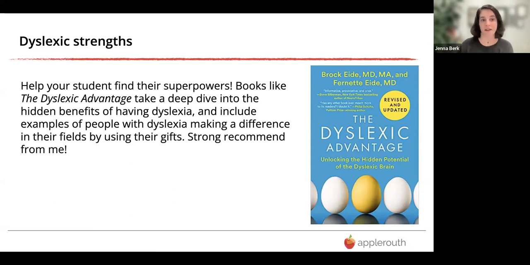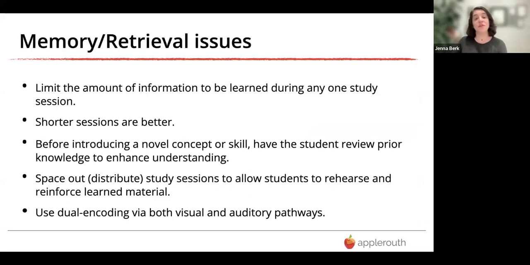It's a fascinating read. If you are someone with memory or retrieval issues, limit the amount of information that you're trying to learn during any study session. Shorter sessions are better. If you're learning a new concept, review prior knowledge so that you've got something to hook into, to build upon. Space out your study sessions so that you can give that student time to do forced recall, to rehearse and reinforce that information, and make sure that you're dual encoding.